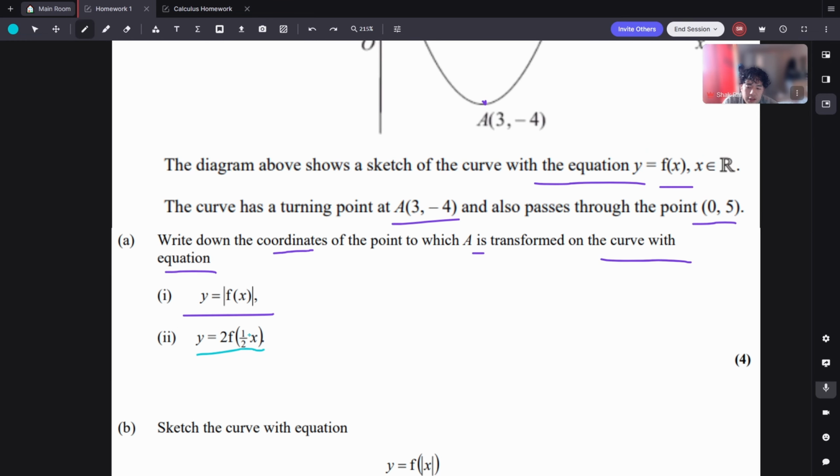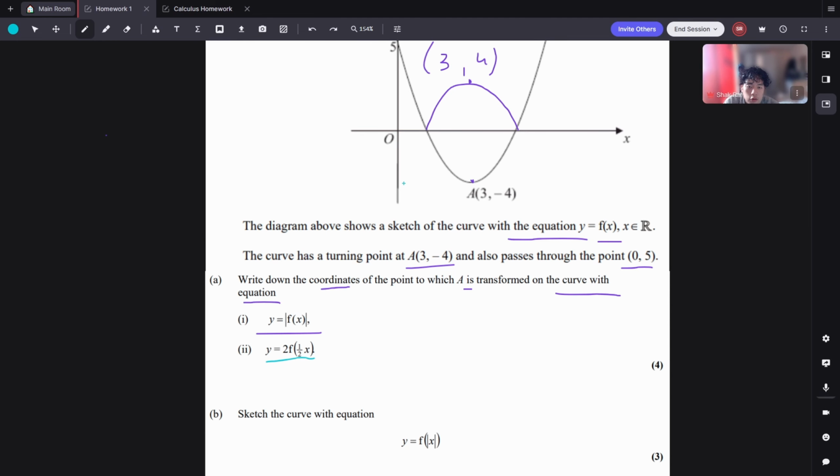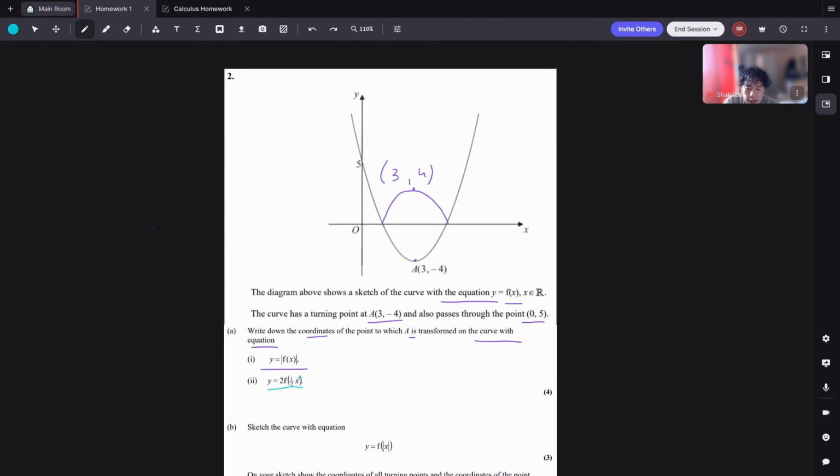So whatever happens on the inside, you kind of think about it the opposite way around. So it actually stretches twice across the x-axis, so the x values get twice as big, and then the y value also gets twice as big as well.